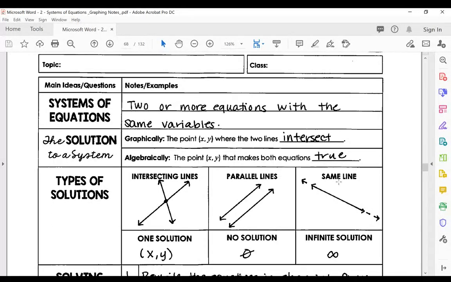The third situation that can occur is your two lines could be the same line, where if you graph them, one graphs right on top of the other. This means they have all their points in common. So we simply say that there are infinitely many solutions.